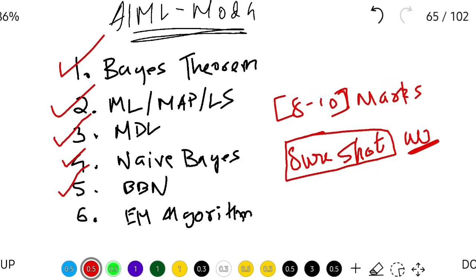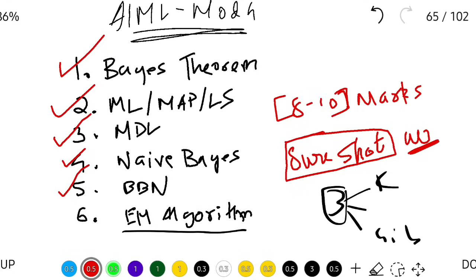After the Bayesian belief network, the last topic remaining is the EM algorithm. To understand the EM algorithm, you need to understand three things: the k-means classifier, one more, and after that the Gibbs algorithm. These three things include the Bayes optimal classifier. Unless you understand these three things, the EM algorithm is hard for you.